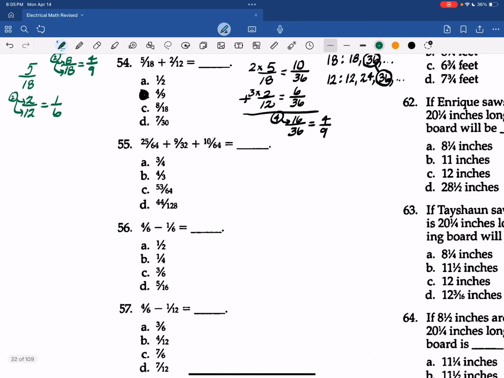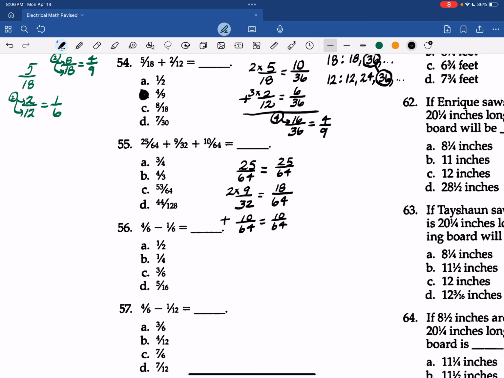All right, number 55. We have 25 over 64. We have 9 over 32. And we have 10 over 64. And we're adding these. So if the 64 would work for this 32, we're home free. And it will. 32 into 64 is 2, and 2 9s are 18. And then these will not change. They're already in terms of 64ths.